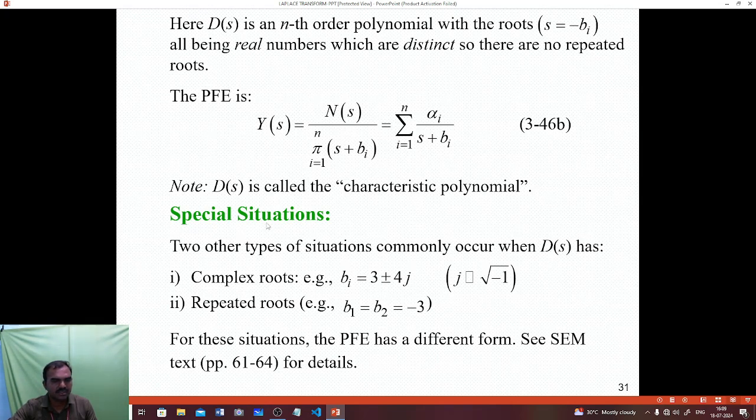So, some special situations. Two other types of situation commonly occur when D of s, the denominator, has complex roots. A complex root is nothing but b i, 3 plus or minus 4j, where j value is equal to root of minus 1, and some repeated roots are given. So p1 equal to p2 equal to minus 3. For this situation, the partial fraction equation has a different form. We cannot use this format.